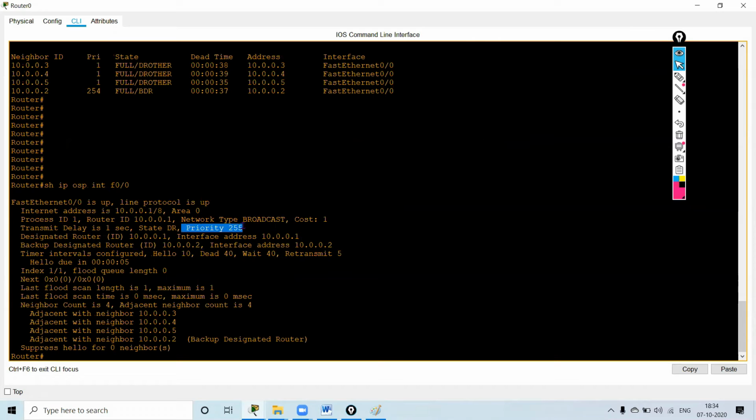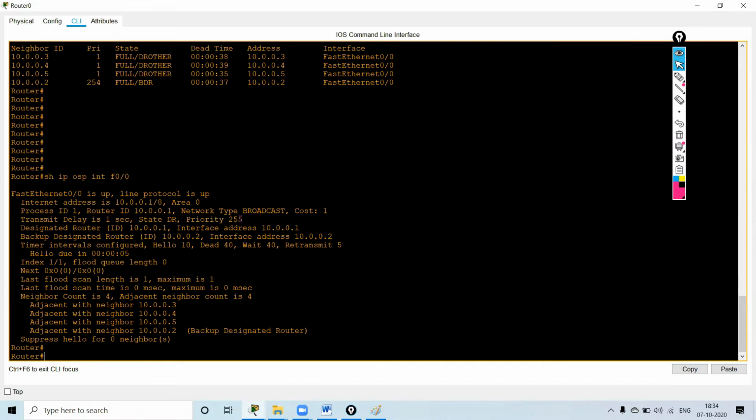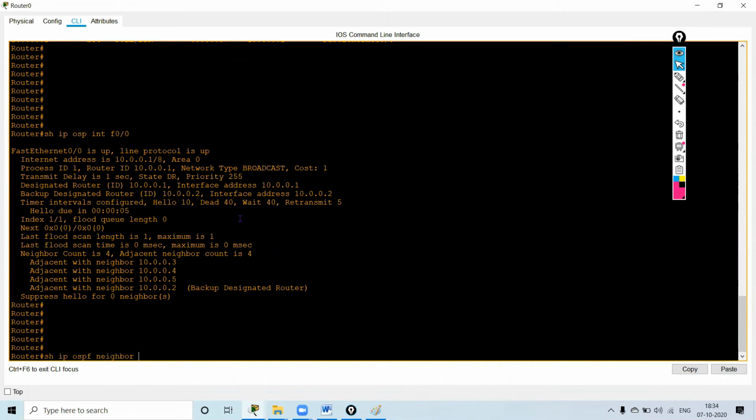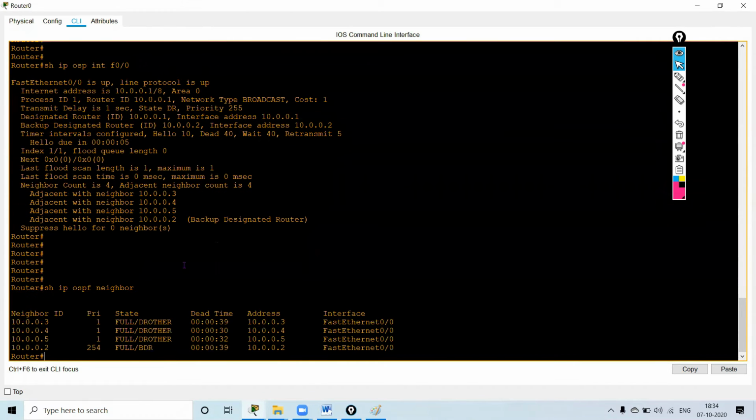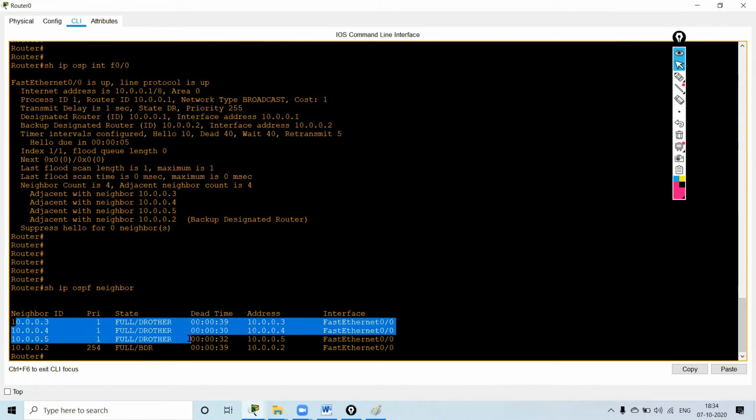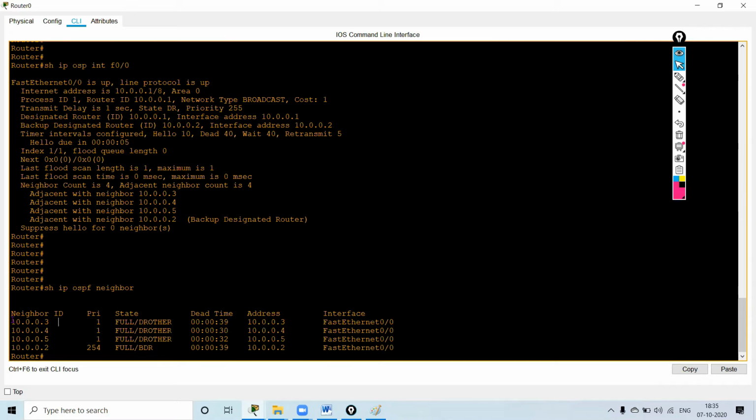Okay, you can see the priority over here 255, configured priority is 255. If I see show IP OSPF neighbor over here, you can see the priority values over here also. And these are my DR other routers. So I am the DR now. So DR will be having full state neighborship with DR other routers, and also with the BDR router.